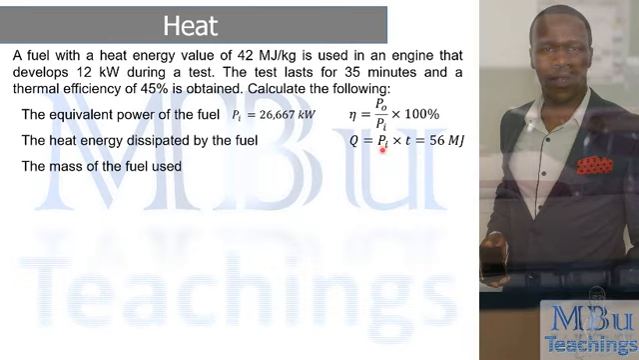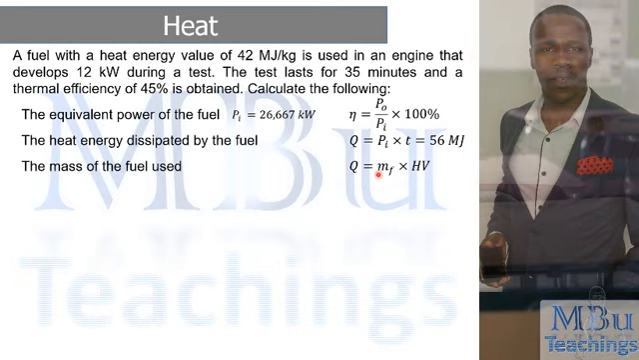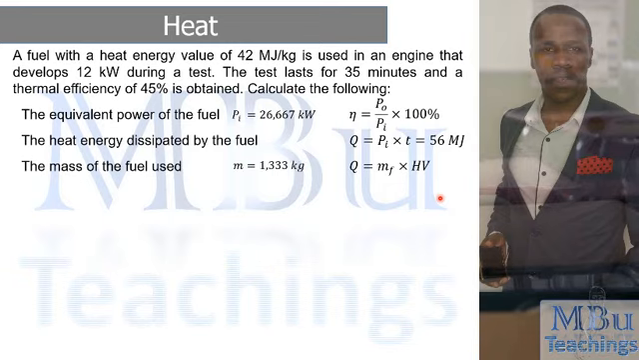So this is the formula for the heat energy. So we managed to get that value for heat energy. The next thing is the mass of the fuel. This is the formula that has the mass of the fuel. And remember, they already gave us the heat value, which is that one. So having calculated Q, we have the heat value, so we can just substitute and get the mass of the fuel, which is 1,333 kg.